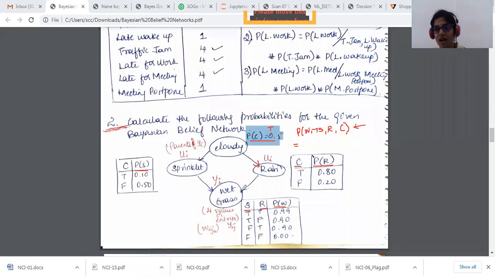And you can see the wet grass over here. Normally the grass is wet when it is raining or when a sprinkler is on. According to that, there are four possible values because we have two parent nodes. We have four possible values, and they are also given over here with respect to probability of W, that's the wet grass, with respect to the sprinkler and the rain. I have all four possible values given to us and their probabilities.